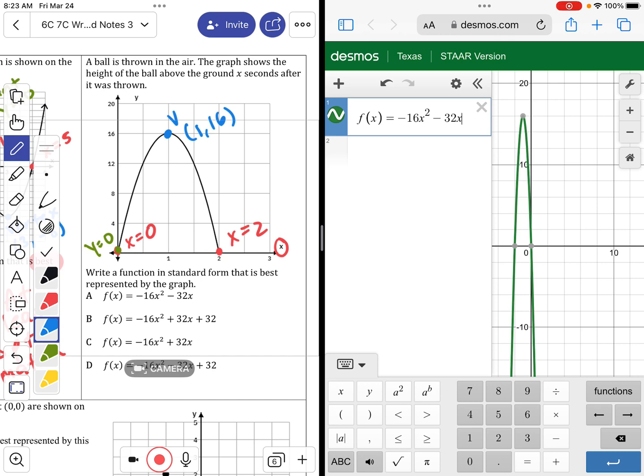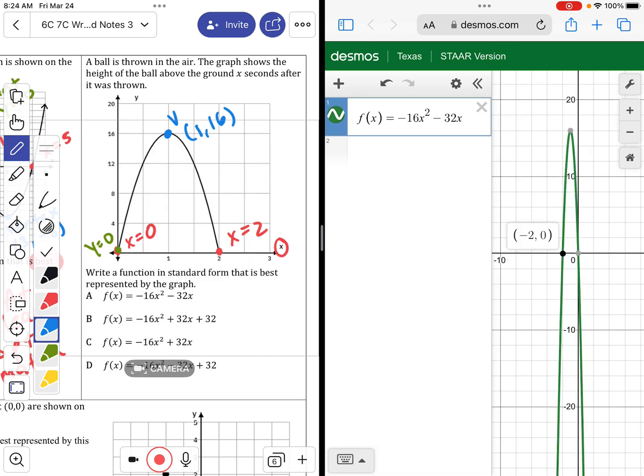And I want to make sure I check these. So click on them on Desmos. Don't be scared to click on it. It looks like our vertex is a good match. And one of our x-intercepts is also a good match.